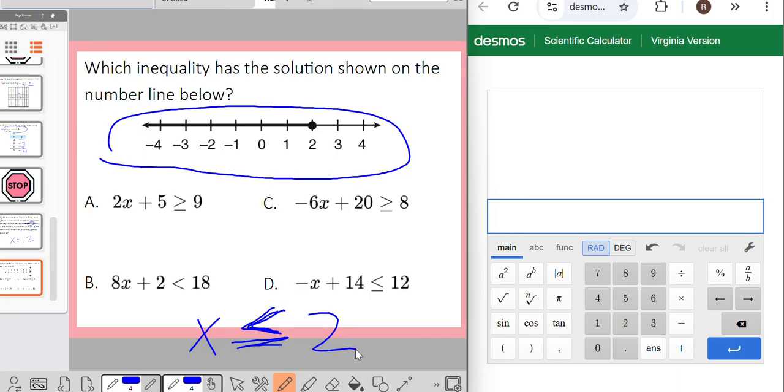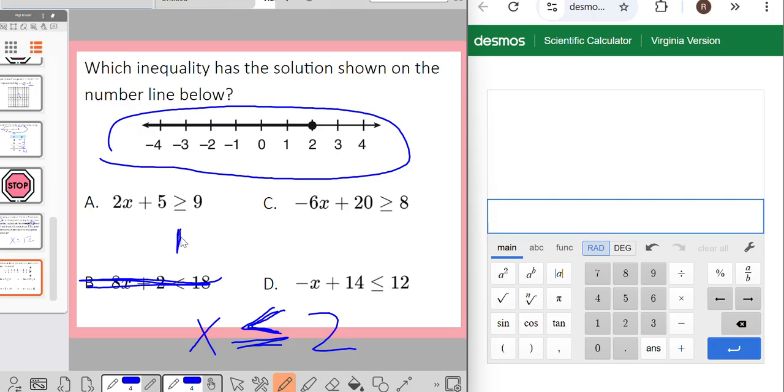So the first thing I'm going to look for is the inequality signs. We know that our answer has to have an equal to. It has to have that line underneath because that circle is closed. So A is a possibility, B is out because it does not have that line, C is a possibility, and D is a possibility. Now, let's keep looking.